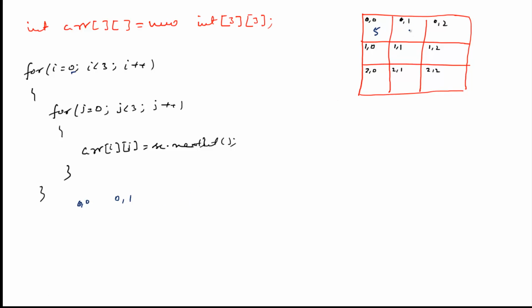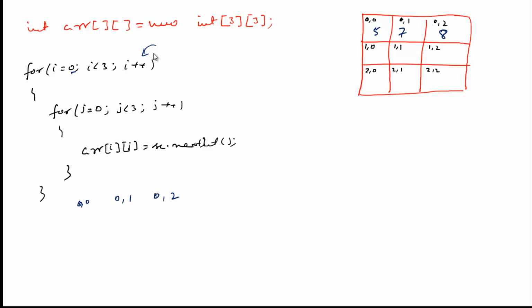Okay, so let's see, I will enter 7 here, and then j becomes 2 and i remains 0. So 0 and 2. Let's enter 8 here, and then j becomes 3, but it will run while j is less than 3. So it will come out of the loop and go into the first loop, and i becomes 1.